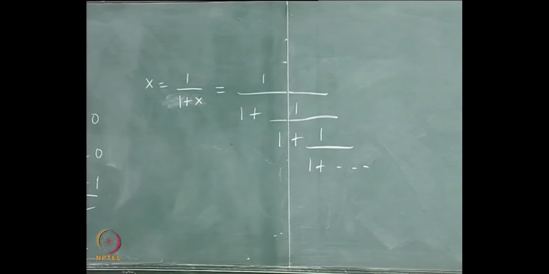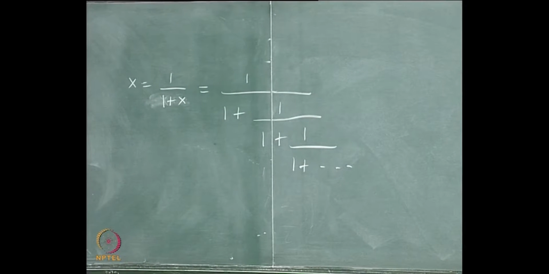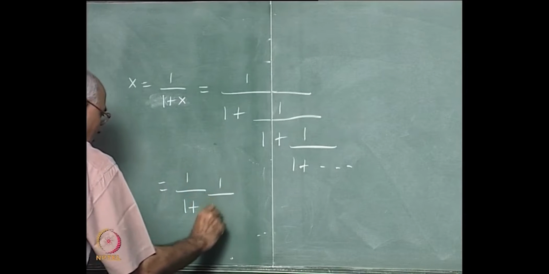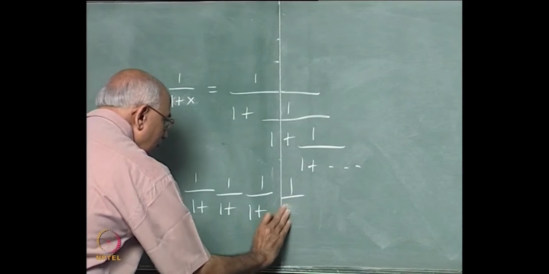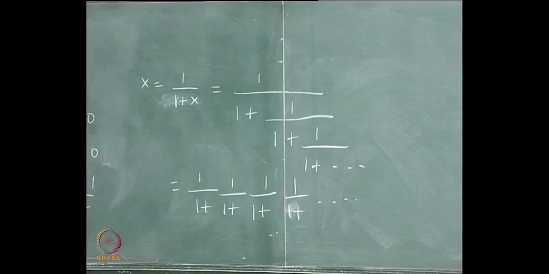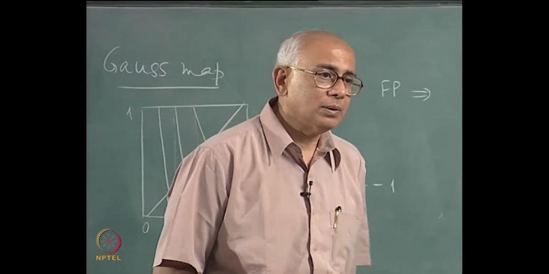So this is equal to 1 over 1 plus 1 over 1 plus 1 over 1 plus. In other words, all the AIs are 1, and now you see why it is so terrible to approximate this number by a rational number. Because if one of these AIs was very large compared to 1, you could truncate the number at that point and give a very good approximation to the number.